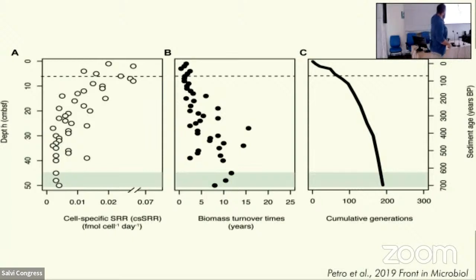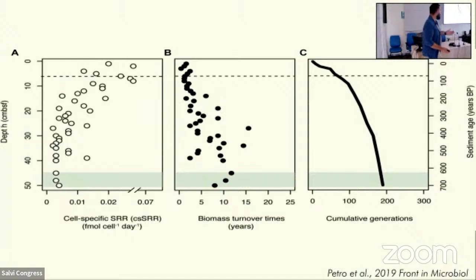Sediment depth, centimeters below seafloor. And then you have sulfate reduction measured for each cell, in femtomoles. So basically, they've been measuring the activity of sulfate reducers, which are an important group. And then you see the calculated biomass turnover time: how long it takes for microbes to double in size, essentially, to change all the cells, right?